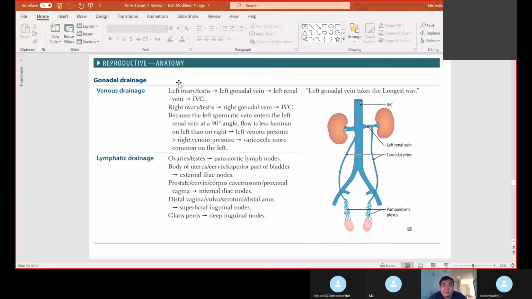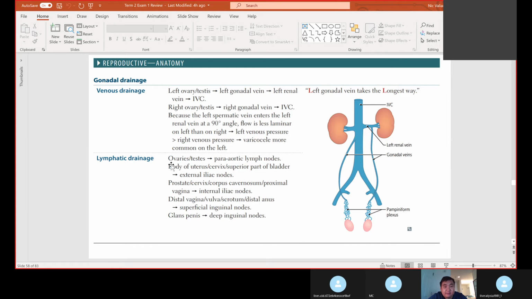Drainage is important. Gonadal drainage, left and right. High yield point, the left gonadal vein drains into the left renal vein, while the right gonadal vein drains to the IVC. So the left gonadal vein is much more prone to constriction, and it needs to travel much longer than the right gonadal vein. Left gonadal vein takes the longest way.